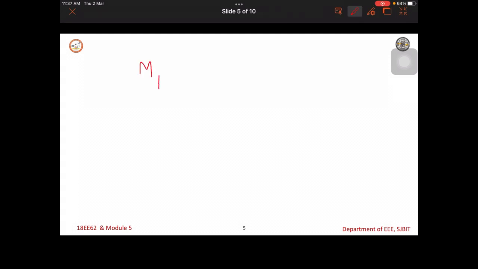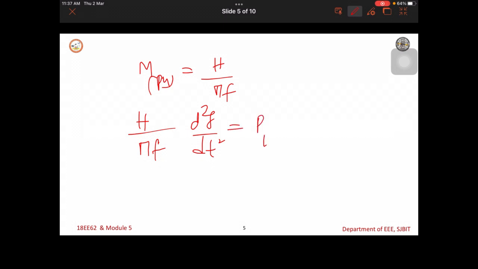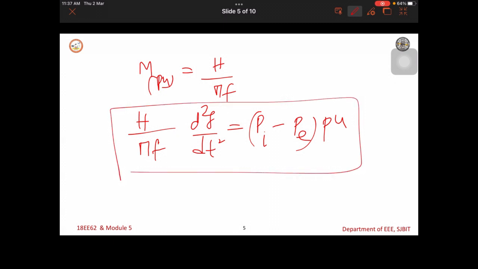Here M in per unit is H divided by pi f. If you substitute this in the previous equation, you get H divided by pi f, d squared delta over dt squared, is equal to Pi minus Pe. We are expressing this in per unit. This equation is called the swing equation. The swing equation describes the rotor dynamics for a synchronous machine. Damping here we have considered by dynamic stability study.